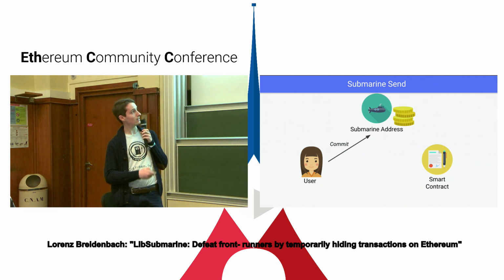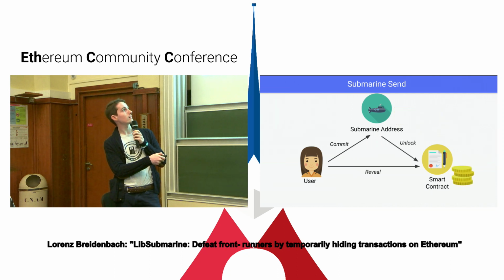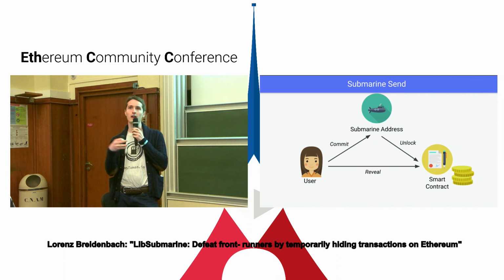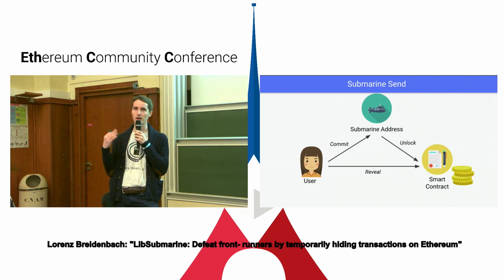In the second stage, the user then reveals to the smart contract, and the contract can verify the reveal, verify the commit, unlock the funds stored in the submarine address, and pull them out, and again, perform whatever application-specific logic you wanted to do. So this is nice, right? But now if you think about this more deeply, you should probably come up with some questions. So how exactly does this work?